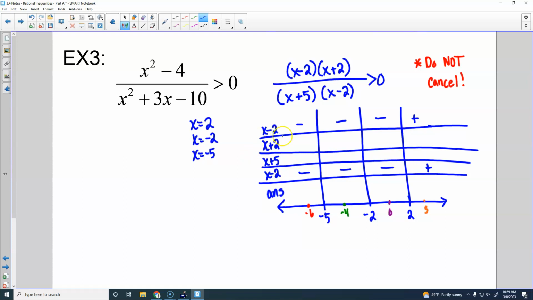Then, if I'm doing the same thing for x plus 2, if you think about this, anything below -2, -4 or -6 or even -5 for that matter, is going to give you a negative. But then at -2, I'll get 0. Anything above that, like 1 or 2 or 0 or 5, I will get a positive for that.